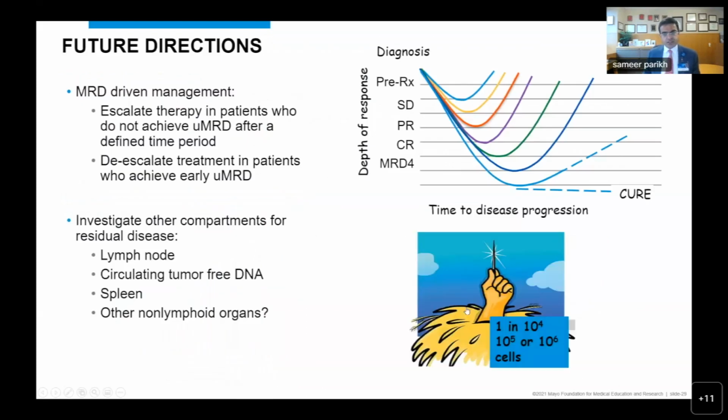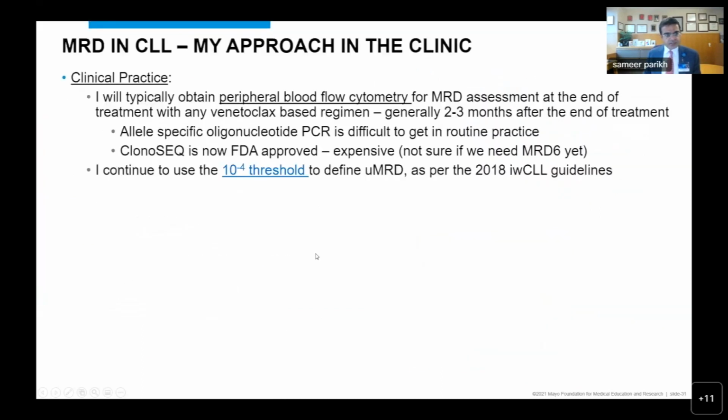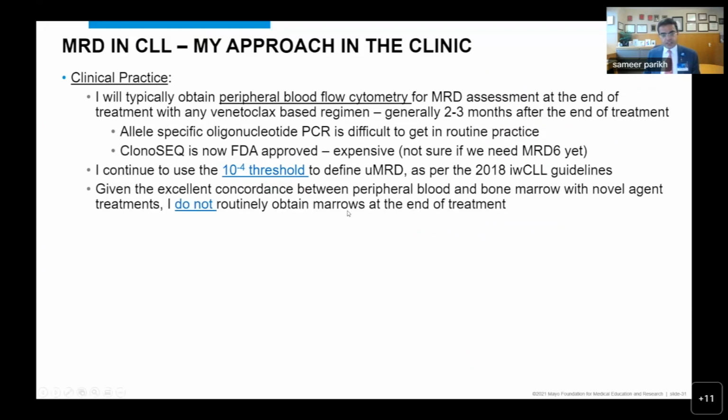So I think there are many questions that remain to be answered. What about MRD-driven management? Other compartments that need to be investigated? And what should be the ideal threshold? So this is how I really approach MRD in my practice. I will obtain peripheral blood flow cytometry about 2 to 3 months after the end of treatment. Like I said, the ASO PCR is difficult to get. clonoSEQ is approved but is expensive, and I'm not sure if we really need MRD6 yet in routine practice. I continue to use the 10 to the power minus 4 threshold in this group of patients per the IWCLL guidelines. I do not routinely obtain bone marrows at the end of treatment because of the excellent concordance.